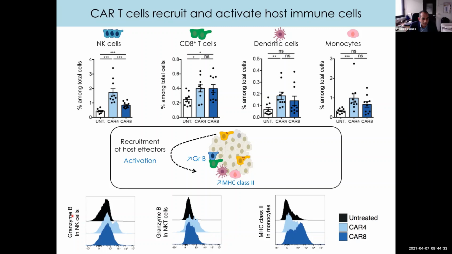level intracellular content, now that we can measure at the protein level, you see that it's really drastically increased by the presence of CAR T cells, in particular by CAR4 T cells. And there's also an increase in the antigen presentation capacity of the cell present in the tumor microenvironment. And this is an example showing you the upregulation of MHC class II on monocyte.